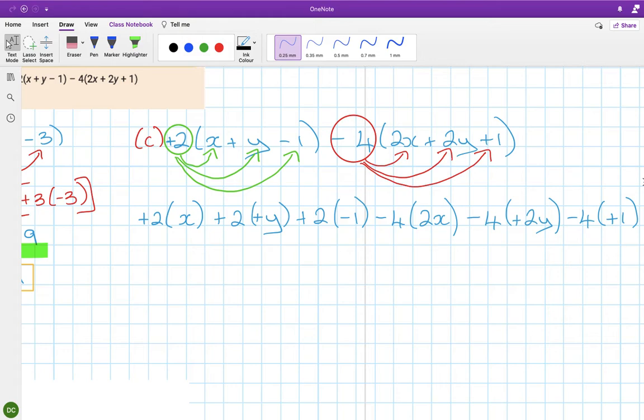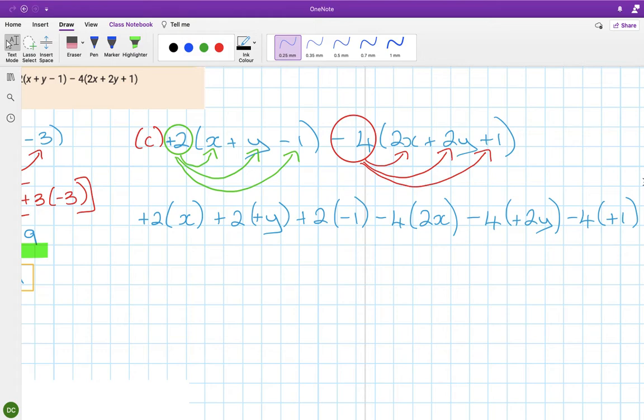Okay. So it turns out there are 6 multiplications in that question. 3 connected with the plus 2 in the first bracket and 3 connected with the minus 4 in the second bracket. Okay, so now let's look at all our multiplications, and remember all the time you're thinking sign, number, letter.